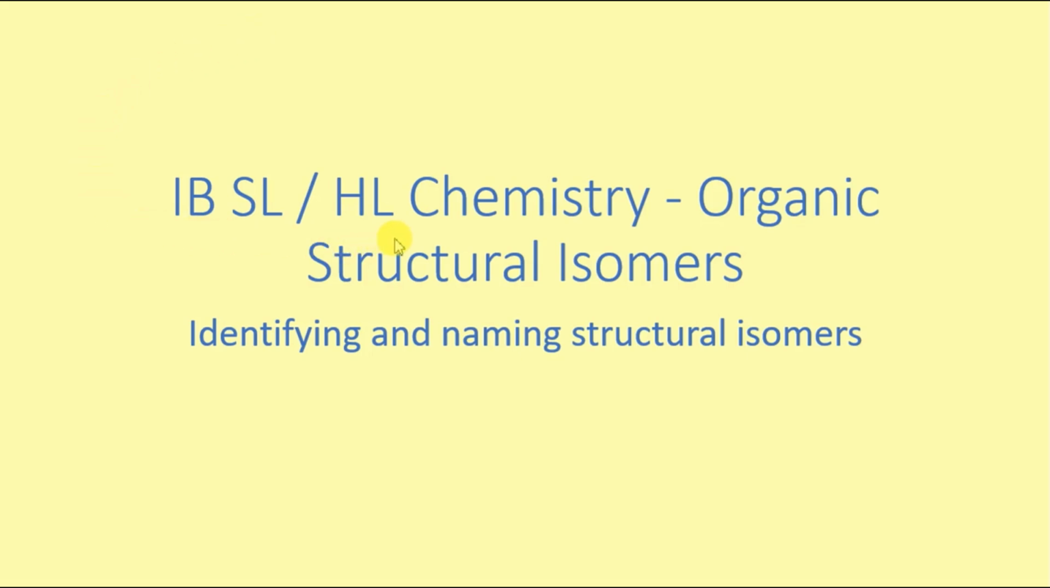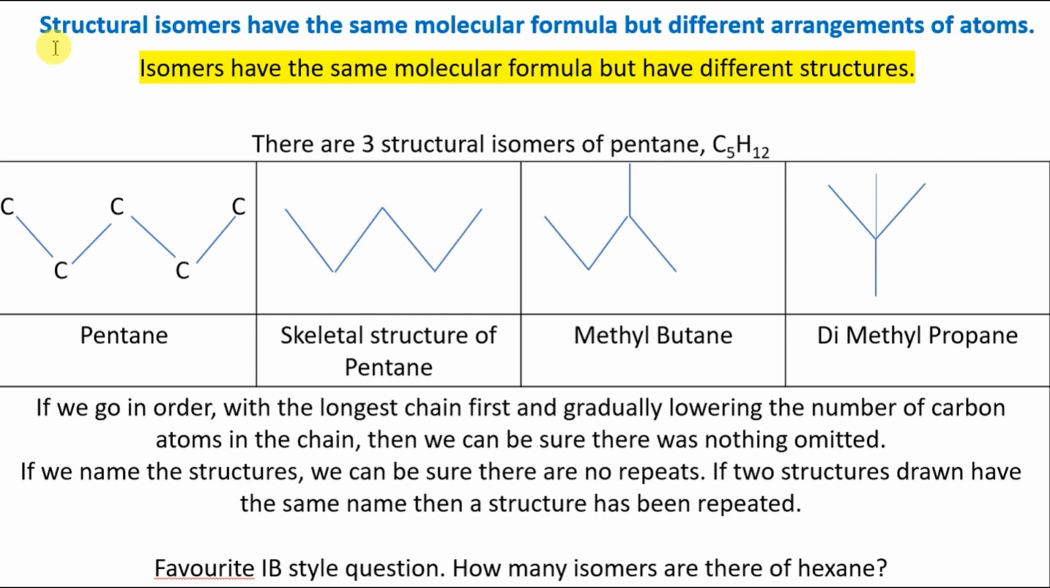This is for IB SL and HL chemistry, looking at organic chemistry, structural isomers, identifying and naming structural isomers. Structural isomers have the same molecular formula, but different arrangements of atoms. I could define isomerism by saying isomers have the same molecular formula, but have different structures. There are 3 structural isomers of pentane.